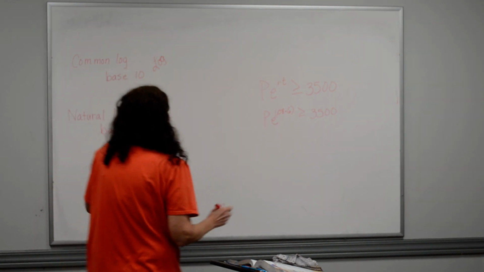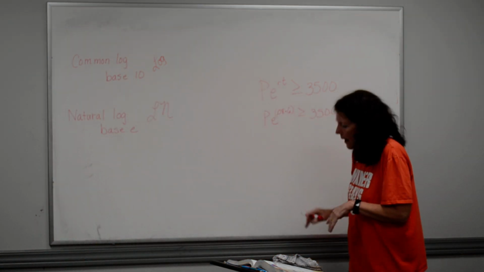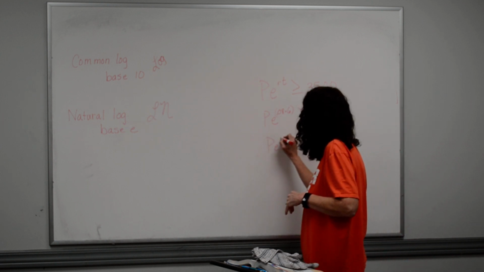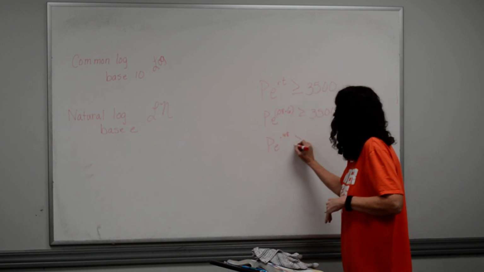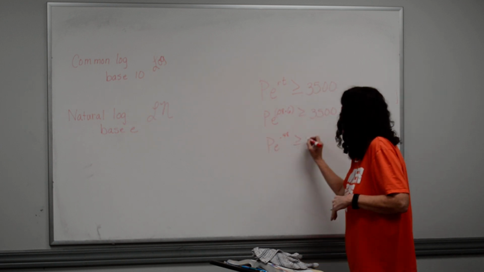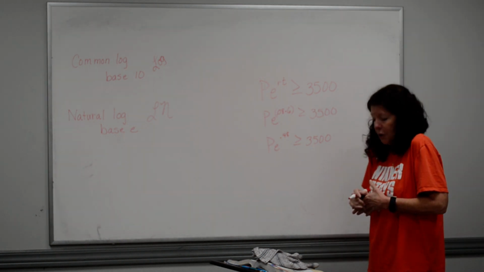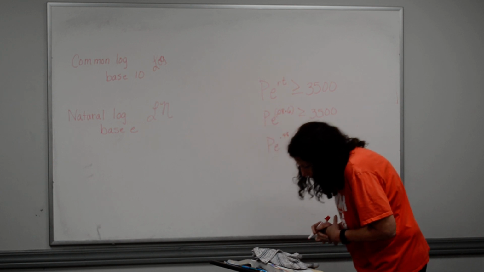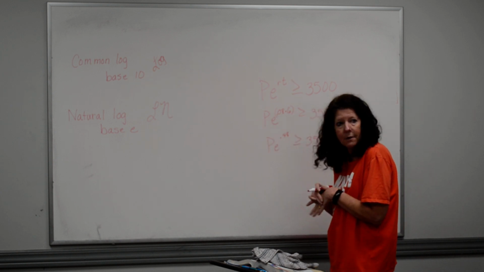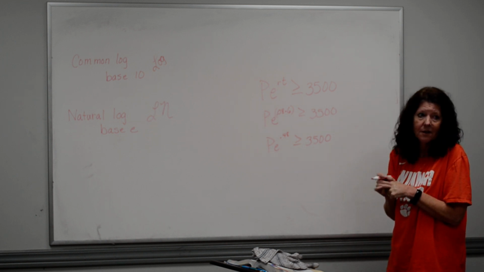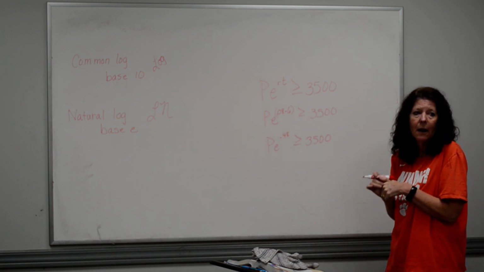Okay, so if you do 0.08 times 6, you'll find right now I've got 0.48, and e raised to that times P is greater than or equal to 3,500. Okay? So far so good? Now, you can solve this by taking the natural log of both sides. I'm going to speculate that you can solve it a different way. I'm really not doing things the way the book has them presented.